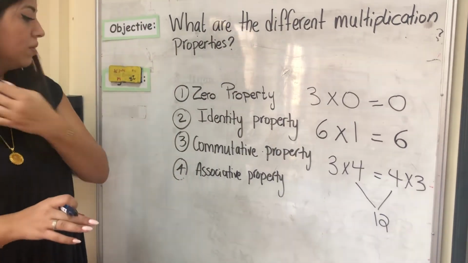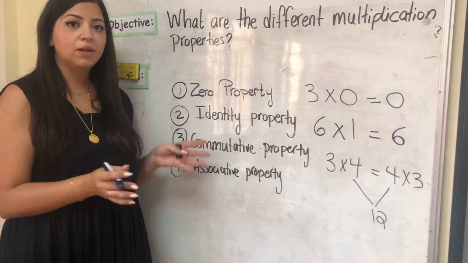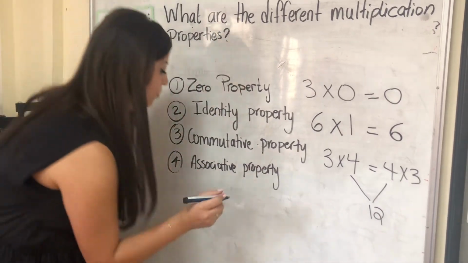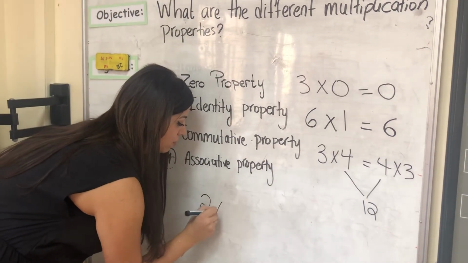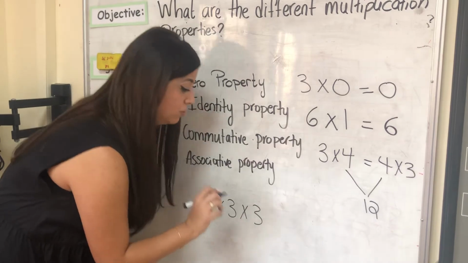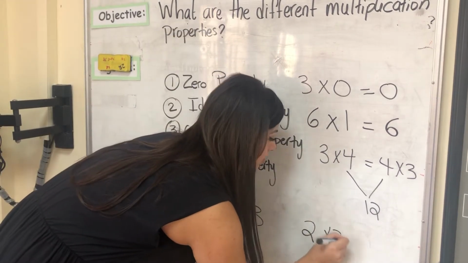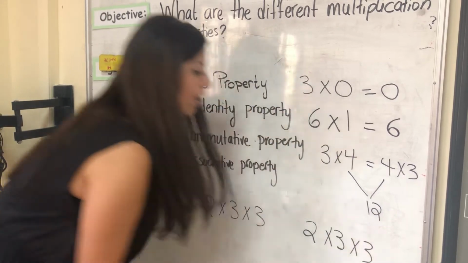Now, our fourth property is called the associative property. Here, it's when we take 3 numbers and we want to multiply them together. For example, I have 2 multiplied by 3 multiplied by 3. Now, I'm going to write this problem 2 times to show you how to solve it. Here, I have it twice.